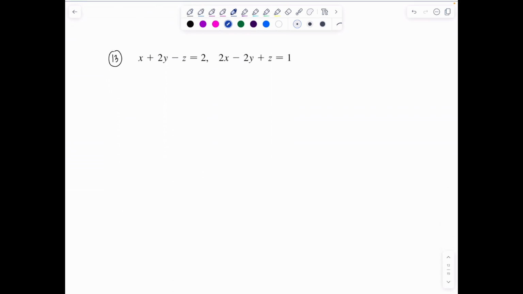Again, let's figure out what the normal vectors are for each of these planes. N1 has components 1, 2, negative 1. N2 has components 2, negative 2, 1. Just by looking, I can tell these are not parallel. They're not scalar multiples of each other. Now let's look at their dot product.